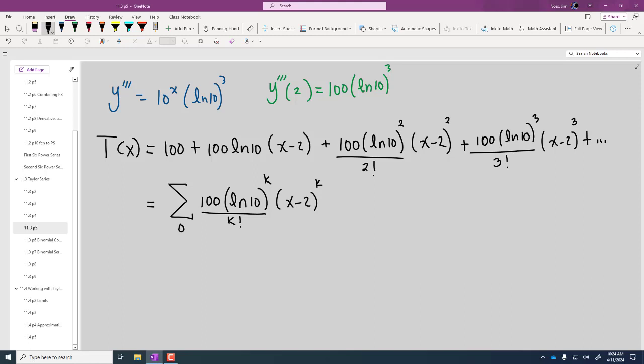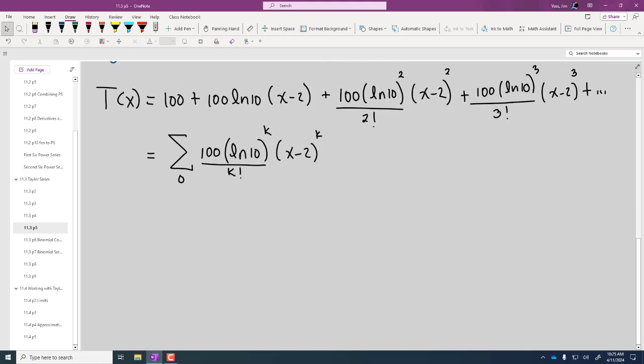So this one's not too bad. Here's k factorial. So if we wanted to find the interval of convergence, we would then apply the ratio test there and test the endpoints.